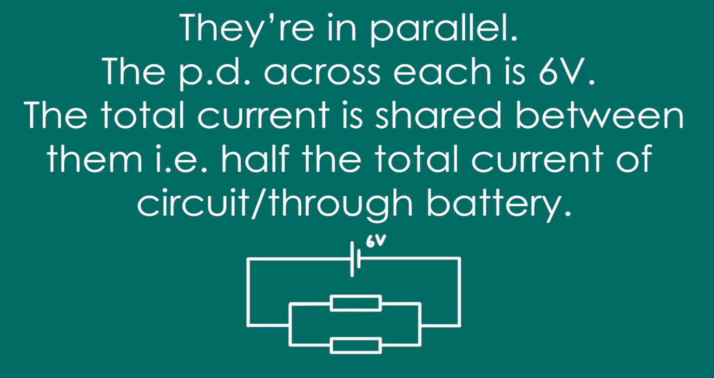The total current of the circuit has to be shared between them, and because they're identical, it means that half the total current is going to flow through each resistor.